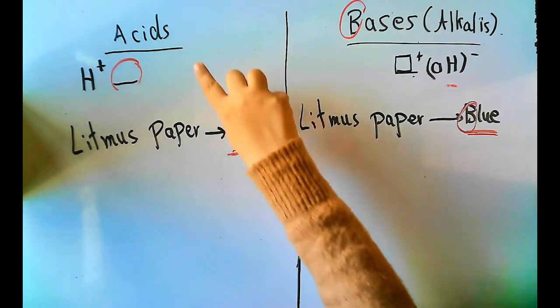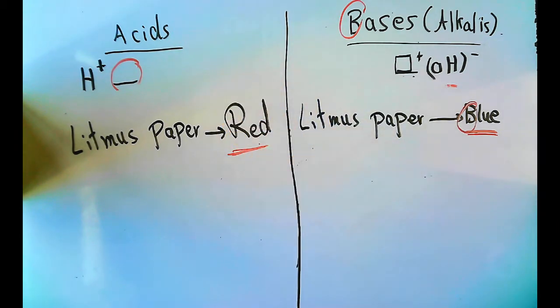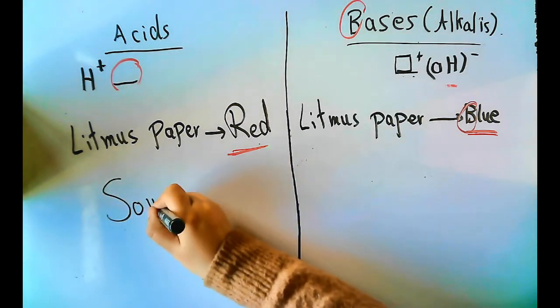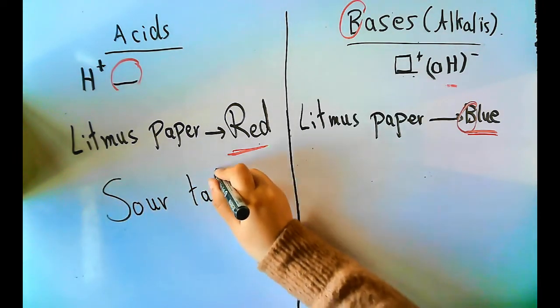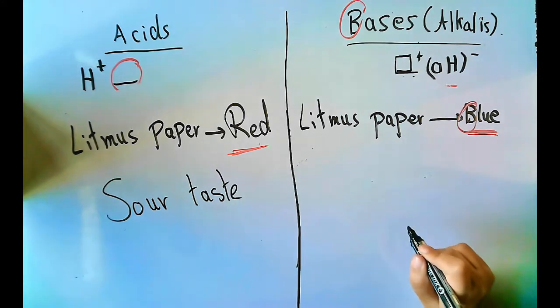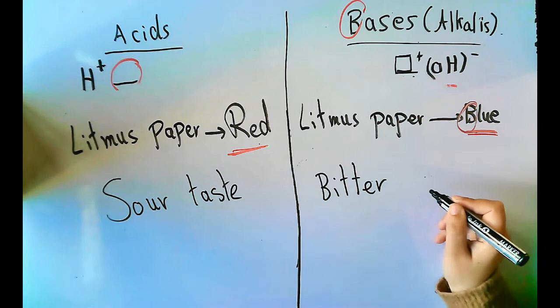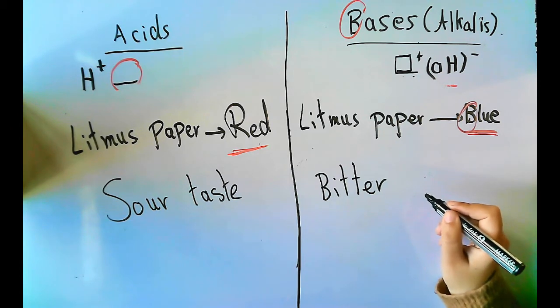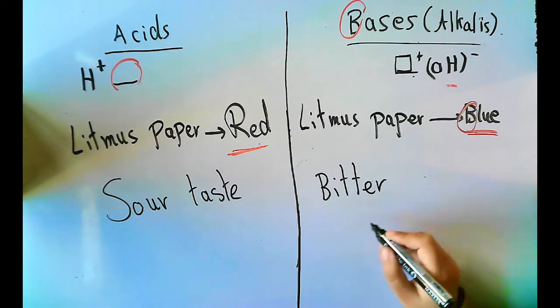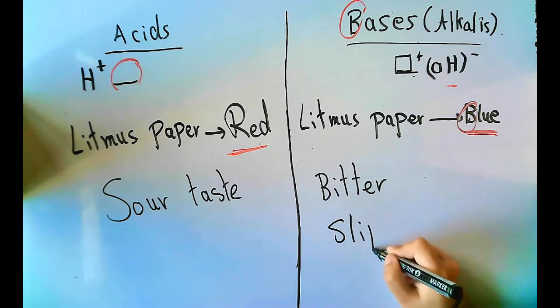And acids are red. The taste of acids is sour, like the lemon, it has sour taste. But bases have bitter taste, and they feel slippery.